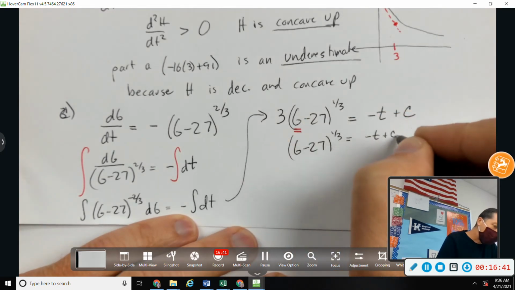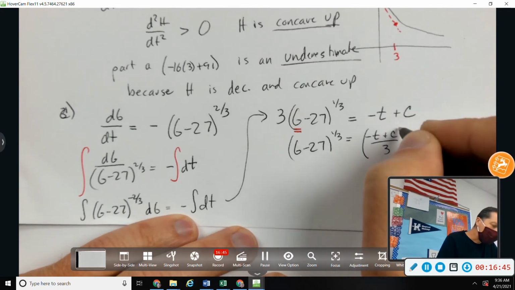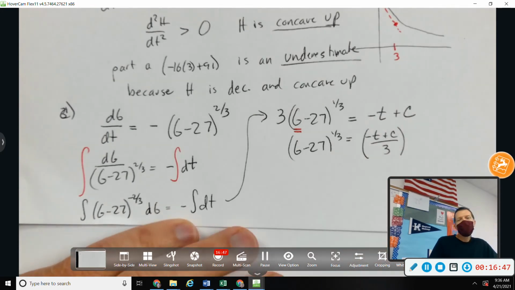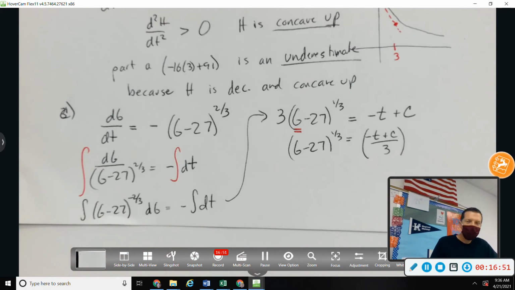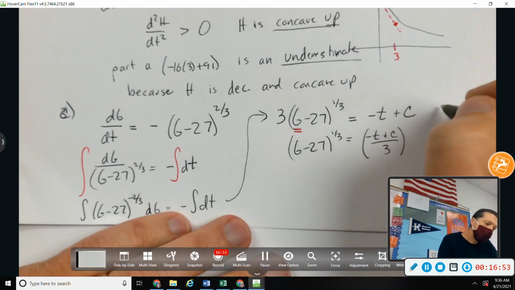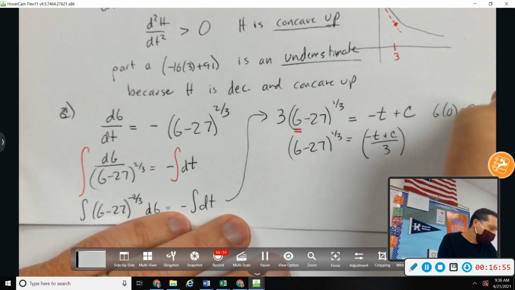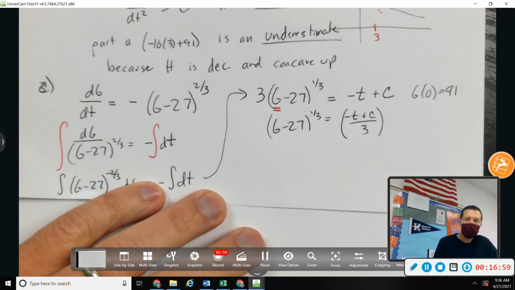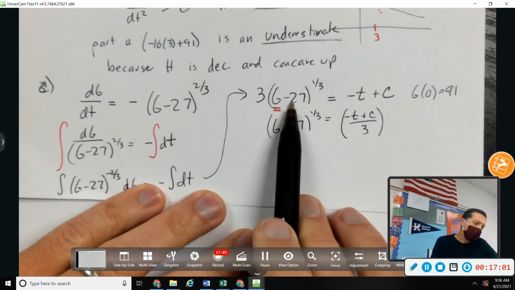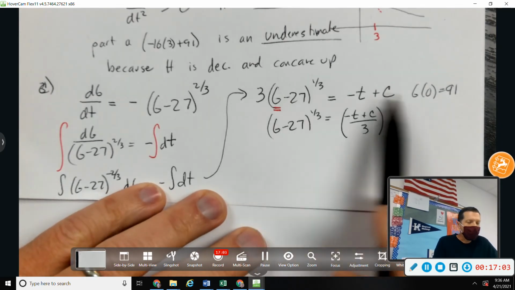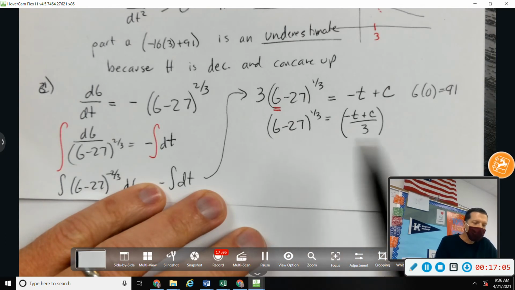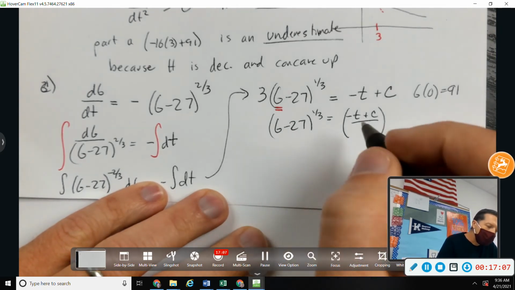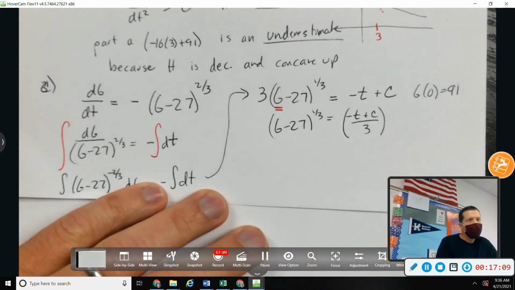At some point I need to figure out what c is equal to. I can do that now, or I can do it later. It doesn't really matter. G of 0 is 91. That's what I'll use. Again, I could use it initially, or I can solve for g and then do it. The algebra steps are going to be the same either way.